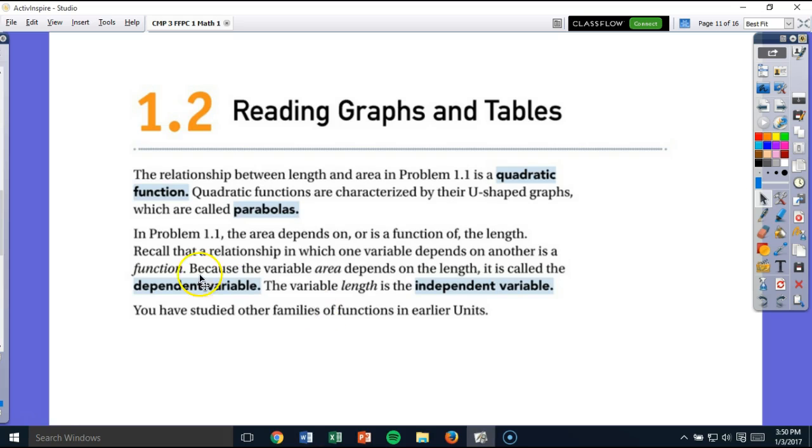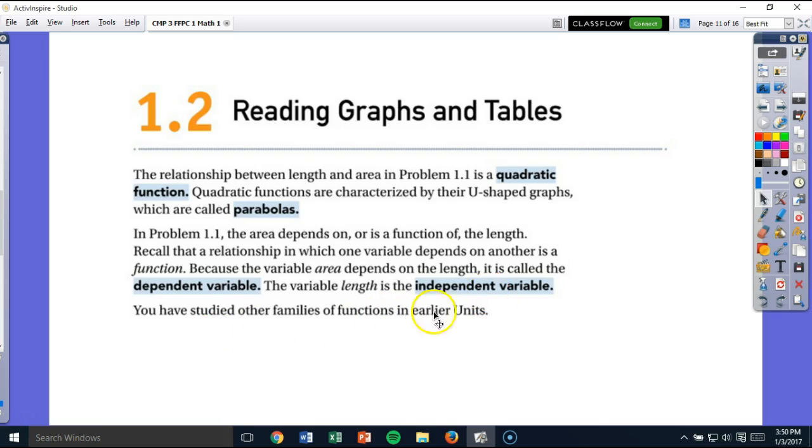Okay. Problem 1.1, the area depends on or is a function of the length. Recall that a relationship in which one variable depends on another is a function. Because the variable area depends on the length, it is called the dependent variable. We have seen dependent variables in the past, such as in our y equals mx plus b. Y is dependent on x, or the independent variable. The variable length is the independent variable. So area is dependent, length is independent.